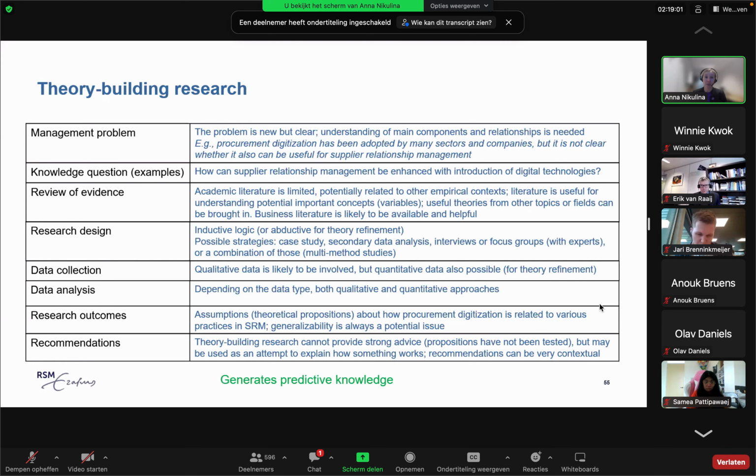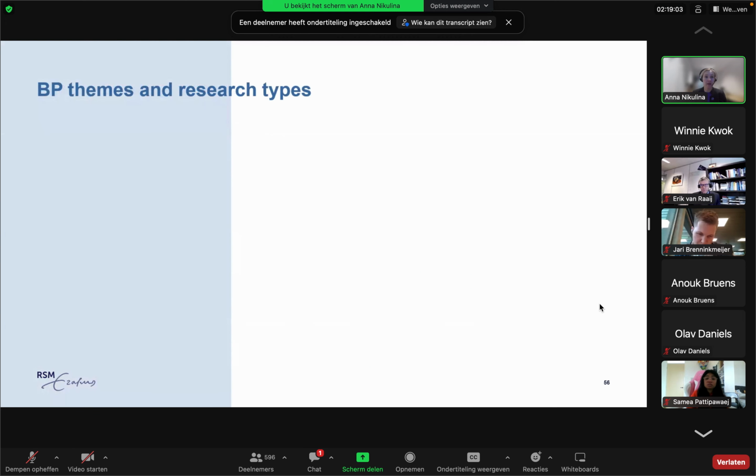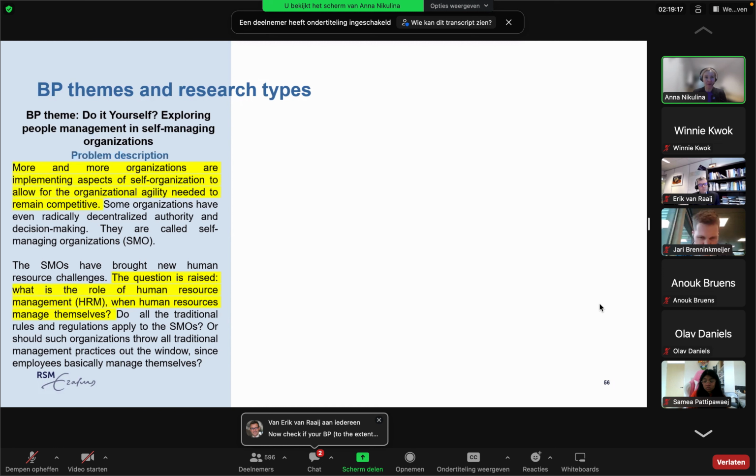I'll give you now an example, with an actual last year BP theme. And I intentionally chose themes from last year because I don't want to put at an advantage those students who happen to be within the theme I'm using as an example compared to the rest.